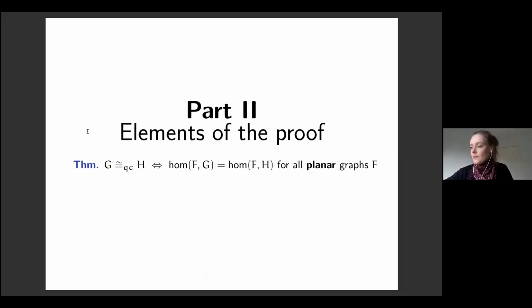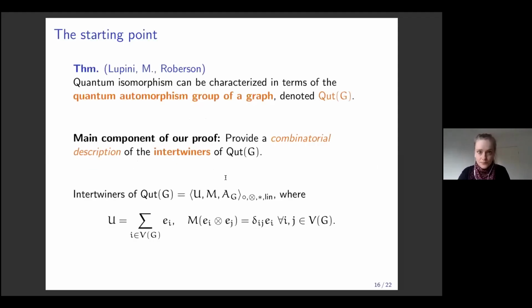So now I want to tell you a few proof ingredients. What goes into proving this equivalence of quantum isomorphism and counting these homomorphisms from planar graphs? Our starting point is a previous result where we have characterized quantum isomorphism in terms of what's known as the quantum automorphism group of a graph. Unfortunately, I don't have enough time to explain the definition of this quantum automorphism group of a graph.